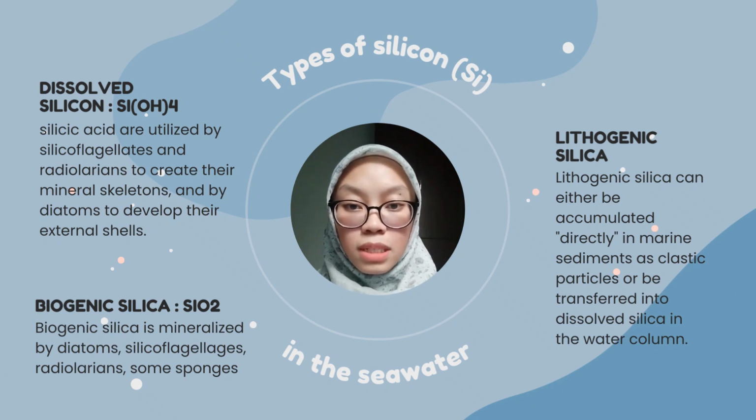Secondly, biogenic silica. Biogenic silica is also referred to as opal. It is mineralized by diatoms, silicon flagellate, radiolarian, and some sponges. The next one is lithogenic silica. Lithogenic silica can either be accumulated directly in marine sediment as clastic particles or be transferred into dissolved silica in the water column. Being a primary supplier, it helps to supply silica to the water column.